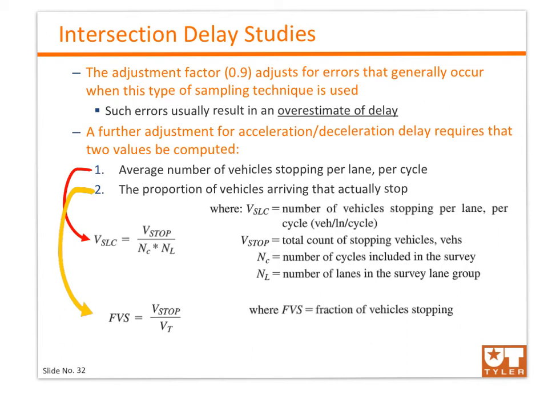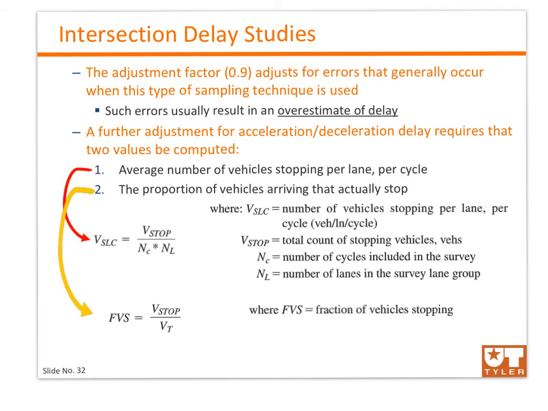Another adjustment has to be done for acceleration and deceleration delay, and two values need to be computed. The first one is VSLC, which is the average number of vehicles stopping per lane per cycle. The second correction we're going to do is FVS, which is the proportion of vehicles arriving that actually stop.